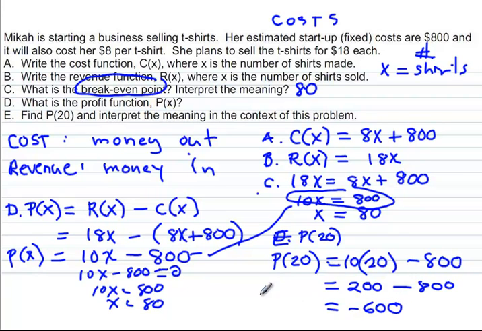Now, remember what we said. She needs to sell 80 just to break even. And here we're saying she only sold 20. So we should expect that she's got a loss here. And in fact, if all she sells is 20 shirts, she's going to lose $600. So the interpretation of this is that if she only sells 20 t-shirts, she will be $600 in the hole, or she'll have a loss of $600.